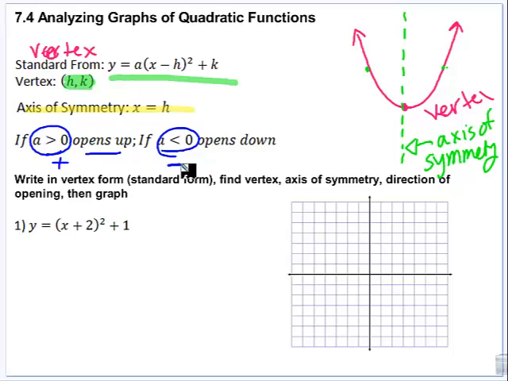y equals, and then in parentheses, x plus 2 squared plus 1. Good, this is already in standard form. What are some clues that this is already in standard form? y equals. We have a y equals here, so the y is already alone. And then over here, this is x minus h squared, so we should have something squared. Do we have something squared already? Yeah. So this is already in standard form, so there we wrote the equation in standard form.